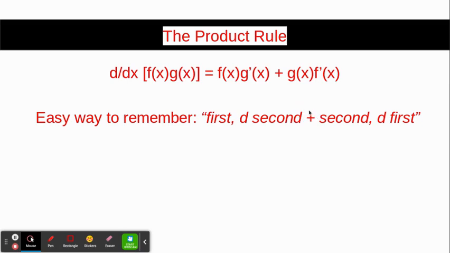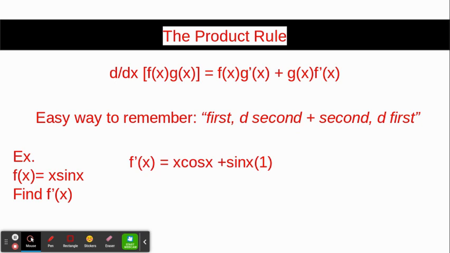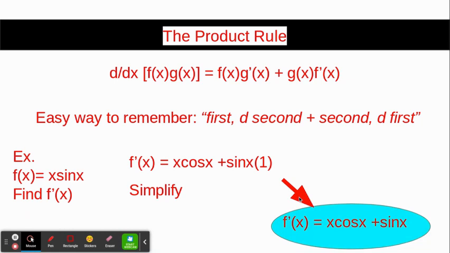So let's do a quick little example here. f of x equals x sine of x. Our first function would be x, and our second is sine of x, and it asks us to find the derivative of f of x. So you want to have your first, x, times the derivative of the second, which is cosine x, and then the second, sine x, times the derivative of the first, which is x, would just be 1. Then you just want to simplify. There isn't much simplifying to do here. Just take out the 1, multiply that into sine x, and you get f prime of x equals x cosine x plus sine x.